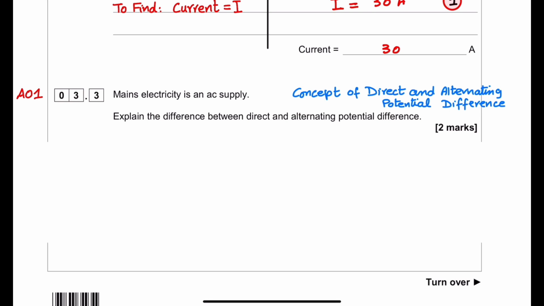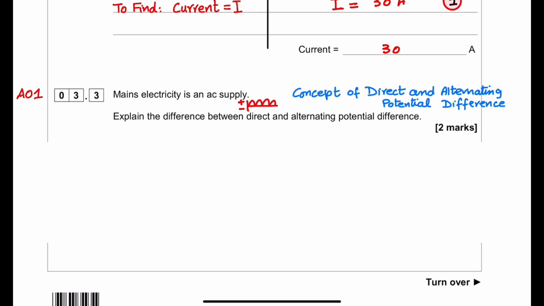The difference between the alternating potential difference and the direct potential difference is that in alternating potential difference, the current changes direction, or the direction of the potential difference changes. Whereas in the direct potential difference, the direction of the potential difference does not change. If we draw the direct potential difference, with this positive and this negative, the direction of the potential difference is always positive.